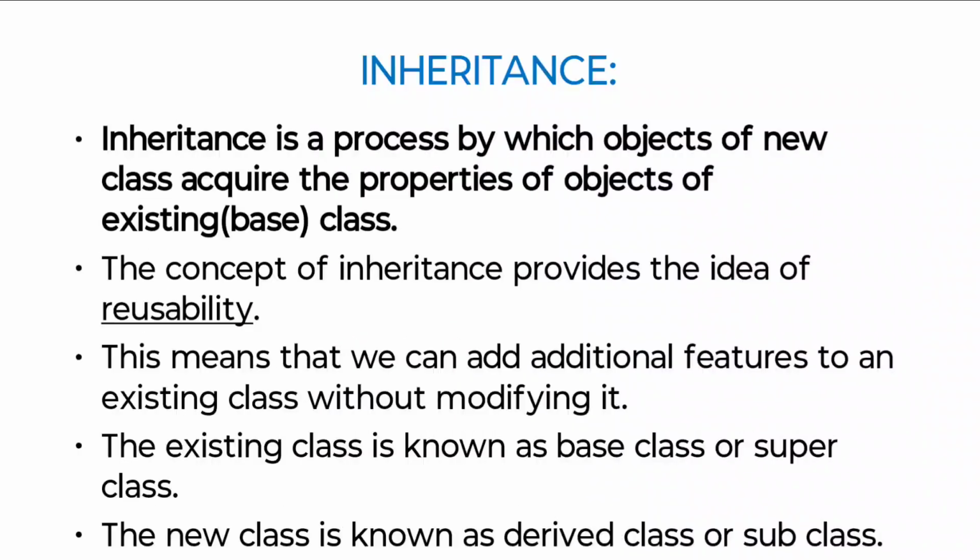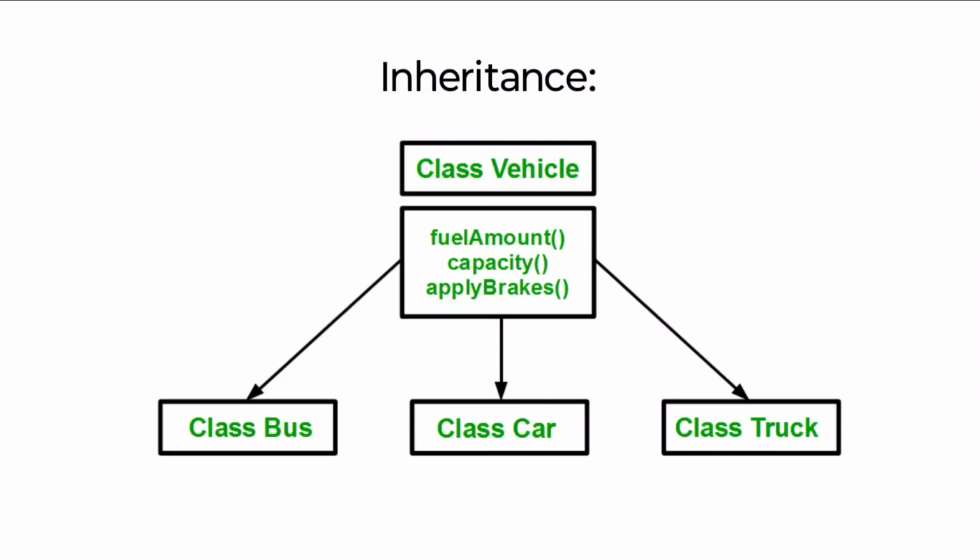Then inheritance. What is inheritance? Inheritance is the process by which objects of a new class acquire the properties of objects of the existing class. So we are deriving the particular data. The concept of inheritance provides the idea of reusability. We can use the data more than one time. This means that we can add additional features to an existing class without modifying it, right? The existing class is also known as the base class or superclass. The new class is known as the derived class or subclass, right?